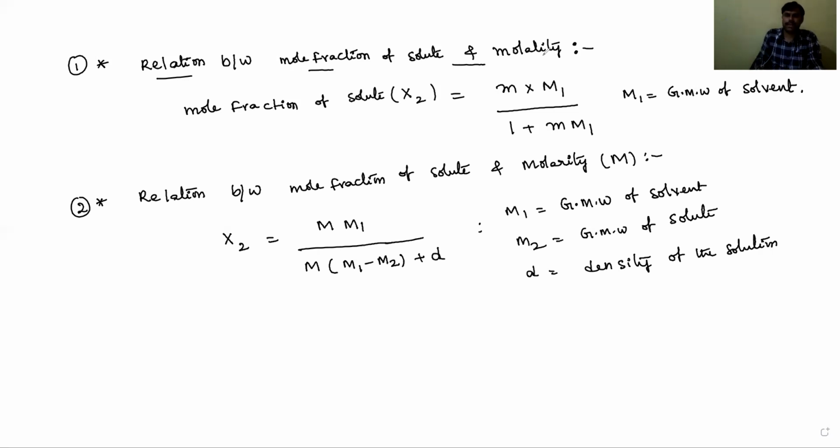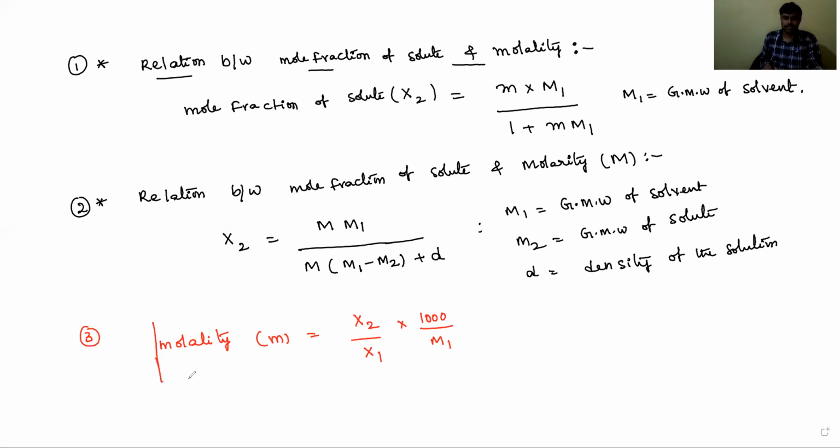Okay, students, these are the main important relations. In the same way, there is one more relation related to mole fraction and molality. Molality, the small m, is equal to the mole fraction of solute divided by the mole fraction of solvent, into 1000 by the gram molecular weight of solvent, 1000 by M1. This is another important relation, students.